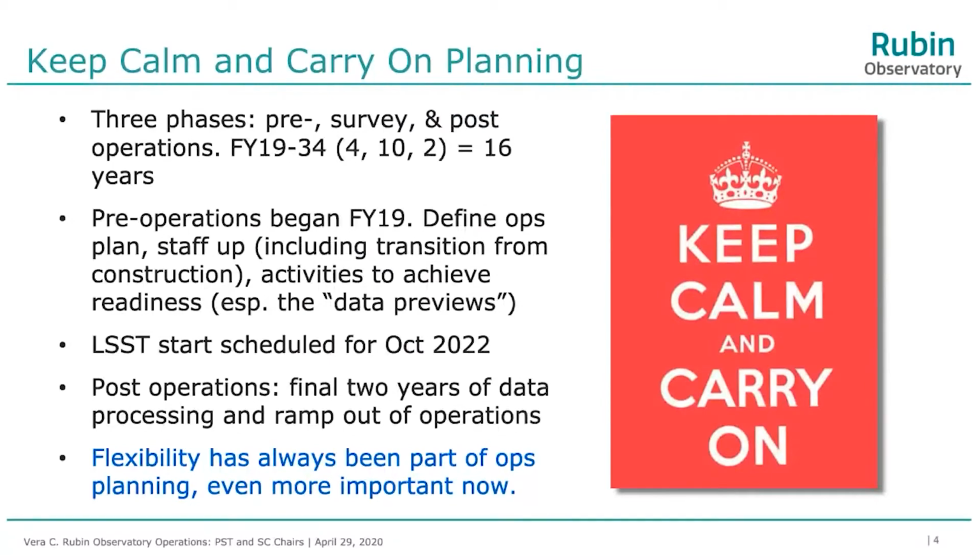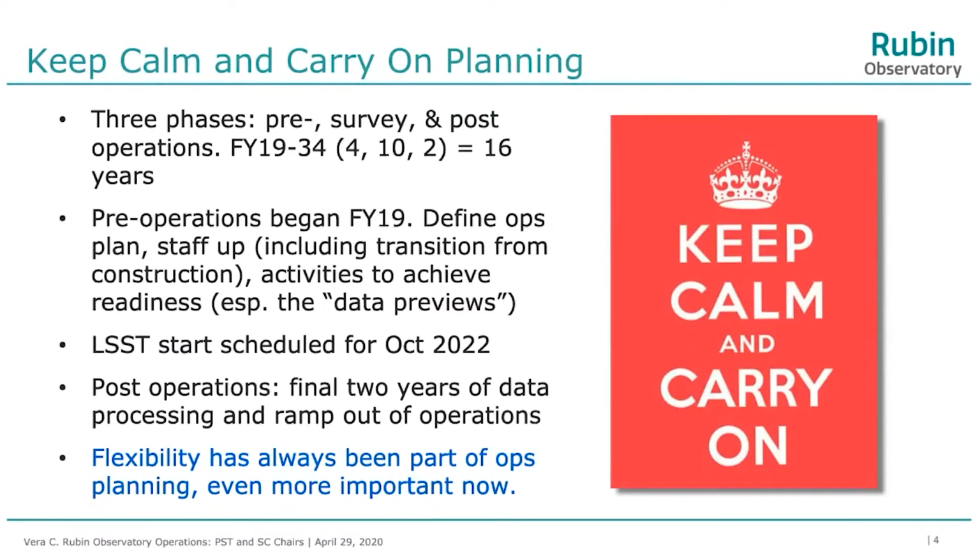So in pre-ops, what are we doing? We are defining our operations plan. We're currently in between the preliminary and detailed plan phases. That plan includes the staffing for the operations team, including the transition from construction, which I'll show you a little bit about in a second. And then various activities that we need to carry out in order to achieve readiness to execute the survey. And especially these are the data previews that you've seen at the PCW and which I'll remind you about in a minute. So right now, the start of the survey, the LSST survey, is scheduled for October 2022.